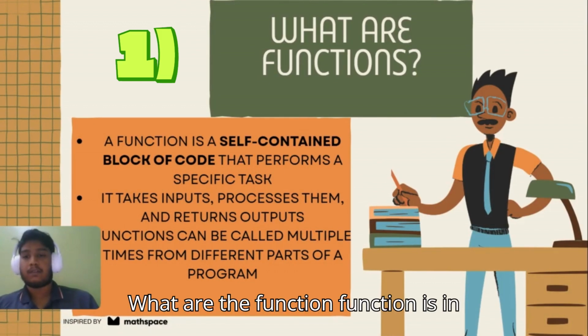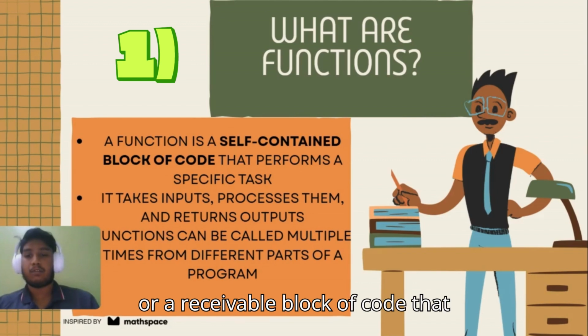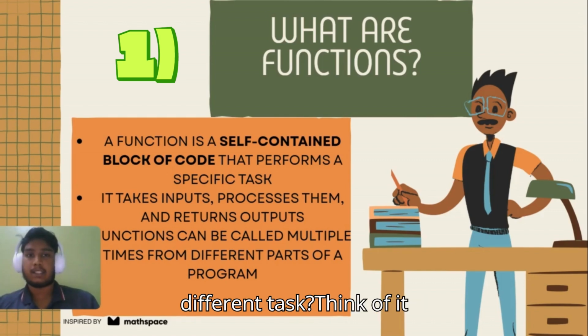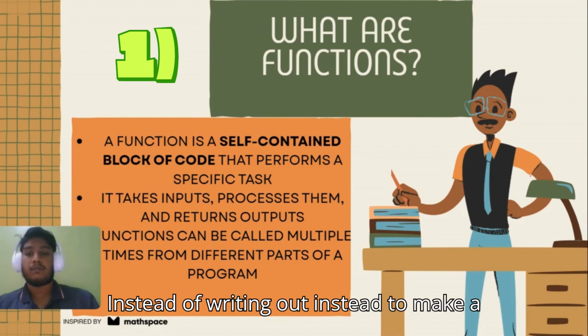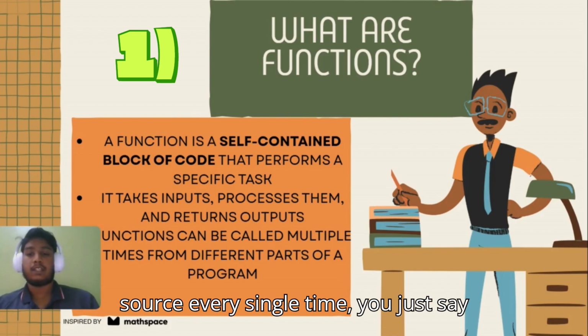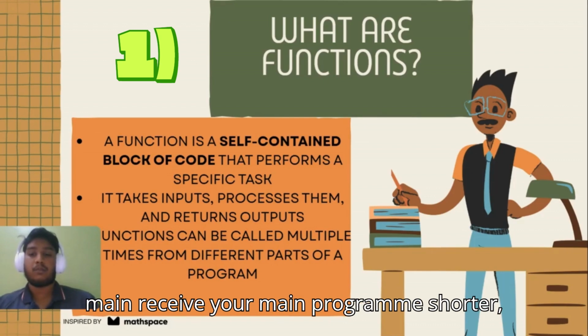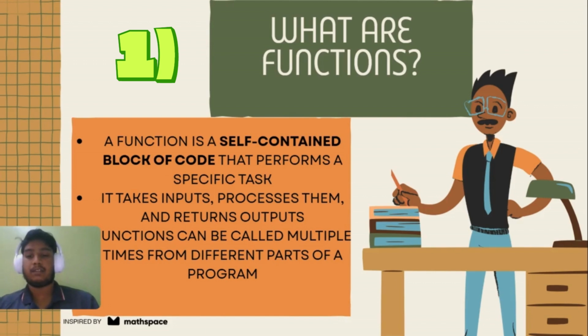What is a function? In programming, a function is like a mini program or a reusable block of code that is designed to perform a specific, well-defined task. Think of it like a recipe in a cookbook. Instead of writing out the steps to make a sauce every single time, you just say follow the sauce recipe. This makes your main program shorter, easier to read, and easier to manage.